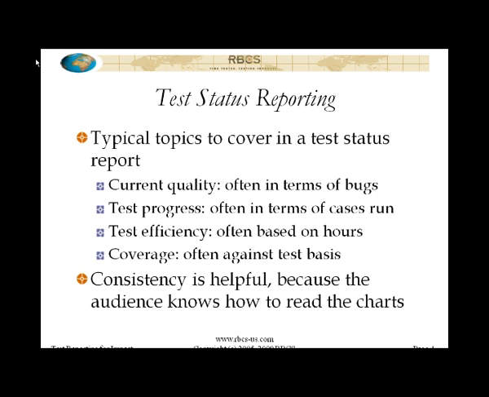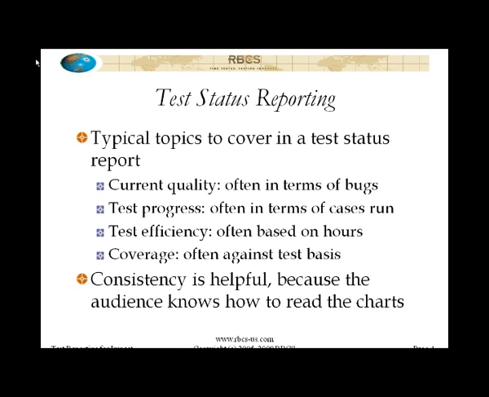It's quite possible that things could look good in terms of quality and progress and efficiency, but maybe we're testing the wrong things. And this is actually a fairly common problem. It's misalignment of the testing strategy, which set out what we were going to test, what our test basis was, and then the testing techniques, which got disconnected from the strategy.